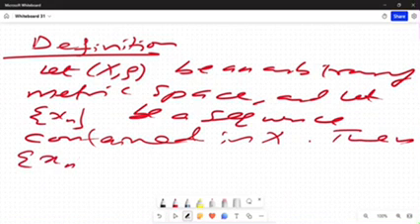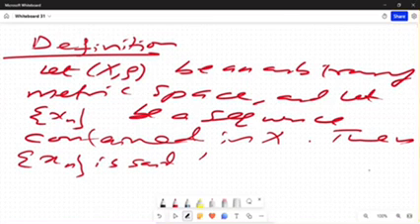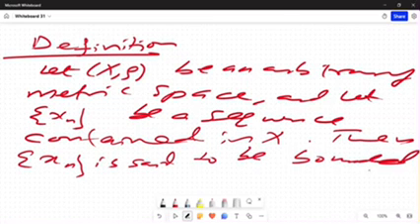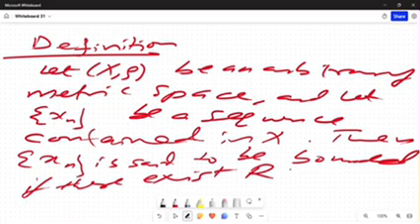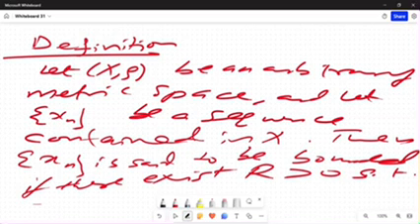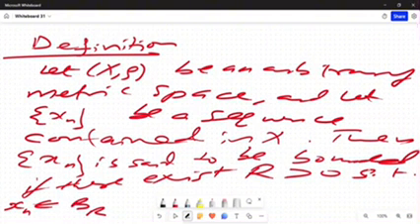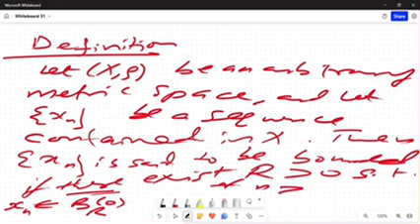Then the sequence xn is said to be bounded if there exists a particular r, a real number greater than 0, such that all the terms of the sequence will be inside a closed ball with that real number as the radius of the ball. It is a closed ball centered on 0, and this will happen for all n greater than or equal to 1. That's for all the terms of the sequence. All the terms of the sequence can be put inside this closed ball with radius r and center 0, where 0 is any point in X.